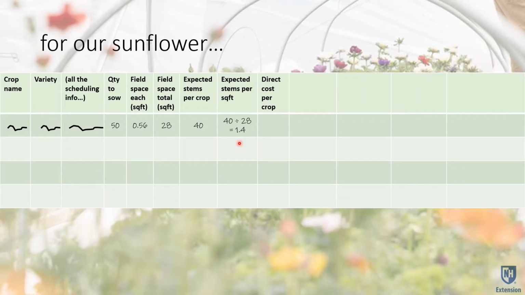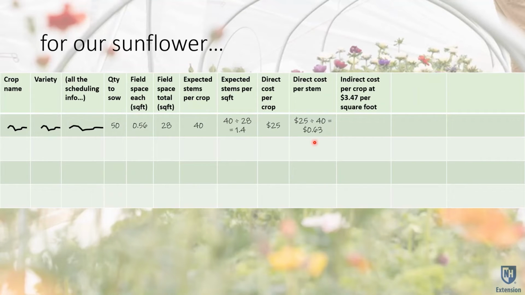So our direct cost for the whole crop, so this is all the seeds that went in there. I don't remember if this one, because I've hidden all the scheduling info, was a direct sow or coming from plugs, but maybe potting soil, etc., associated with this crop, trellising, netting. We'll say it was $25 for that whole crop, for that whole 28 square feet. So then my direct cost per stem, since I'm only going to get 40 out of there, even though I put 50 in and it cost me $25, is 63 cents per stem.